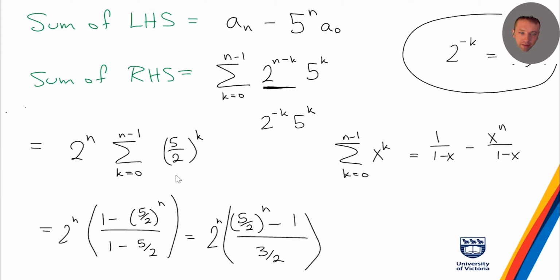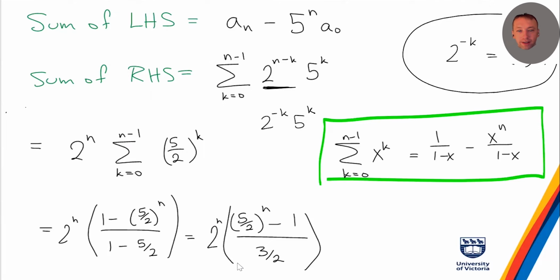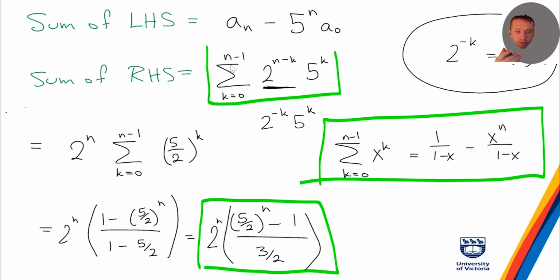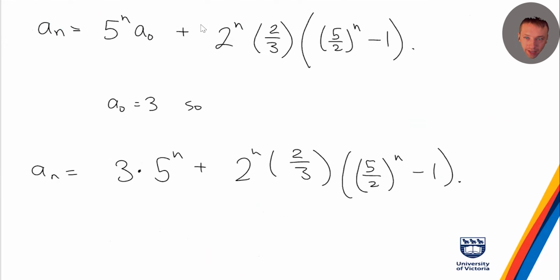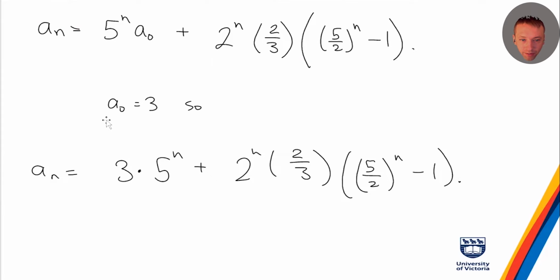And now we've got the same kind of thing as before. We're using this equation, which you can get from generating functions. And I just plug in x equals 5/2. And so this gives us a solution to the right-hand side of the equation. And now we just solve for a_n. So all I'm doing here is taking this 5 to the n a_0, moving it to the other side, and that gives you your final answer, which turns out to be 3 times 5 to the n, because I think a_0 was 3, plus 2 to the n, blah, blah, blah. This is just all algebra, and that's the answer.